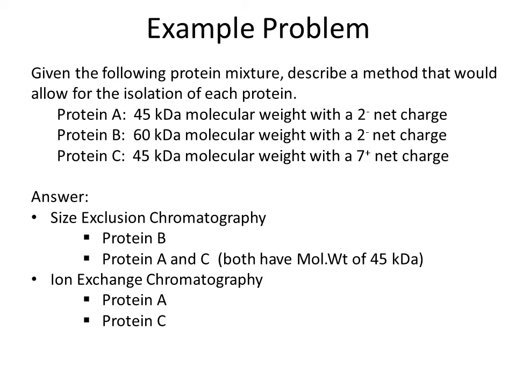One method to accomplish this isolation would be to conduct size exclusion chromatography. Doing so would isolate protein B with a molecular weight of 60 kilodaltons and leave a mixture of protein A and C, since they both have a molecular weight of 45 kilodaltons. Then you could treat the mixture of protein A and C to ion exchange chromatography. Based on the differences in net charge, each protein will then be isolated.